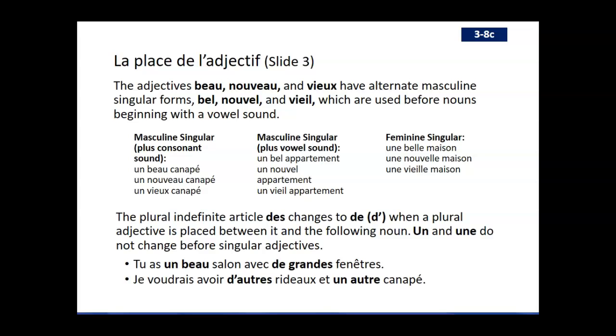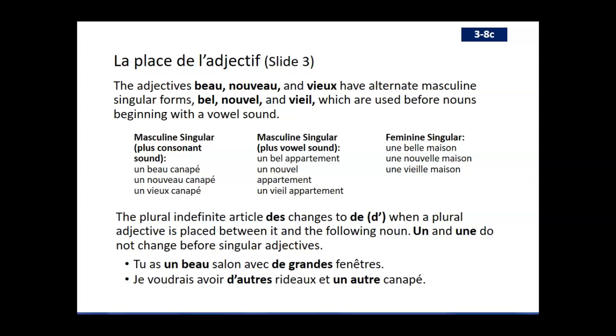Okay, so if I am now putting those same adjectives before a word or a noun with a vowel sound, then I need to use a different form. So beau becomes bel before appartement. And why is that? It's for pronunciation. If I said un beau appartement, maybe it doesn't sound quite as good. Un bel appartement, the l sound at the end of bel kind of glides us into the word appartement. Un bel appartement. Un nouvel appartement. Un vieil appartement.